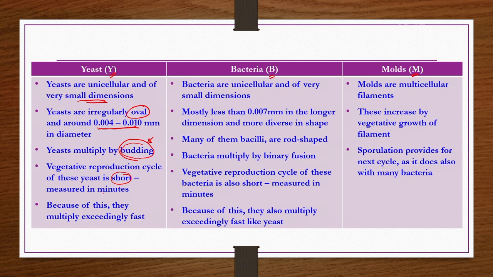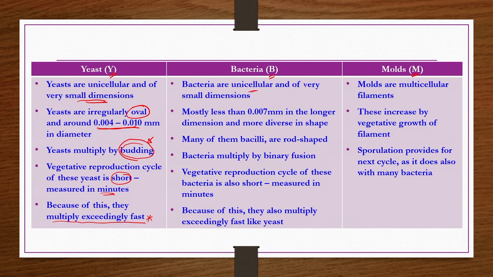right? In general that is measured in minutes only, and because of this short reproduction cycle time they multiply exceedingly fast, which is good. Fermentation processes are actually very slow processes, they take hours, sometimes days also, right? So if things are able to be done in minutes, that means such fermentation processes are very fast, that is what you can understand.